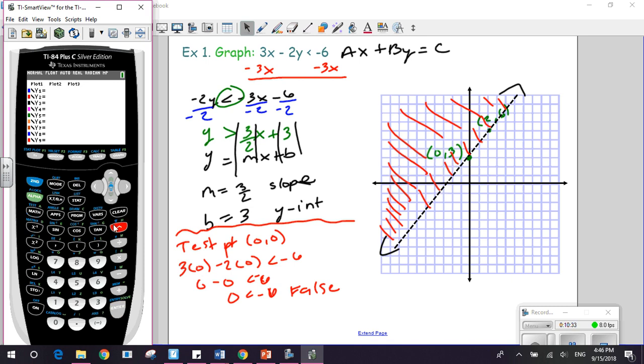Where's my equal sign? Sorry, guys. I don't recall at the moment how to change it to the equal sign, but I can show you in class later. I apologize. It's not seeming to do what I want it to do at the moment.